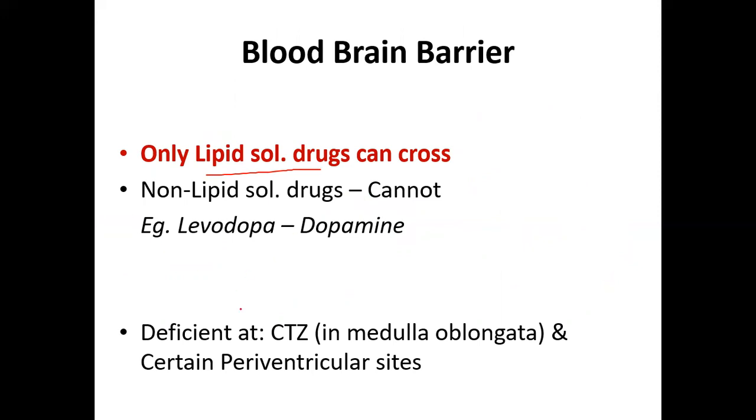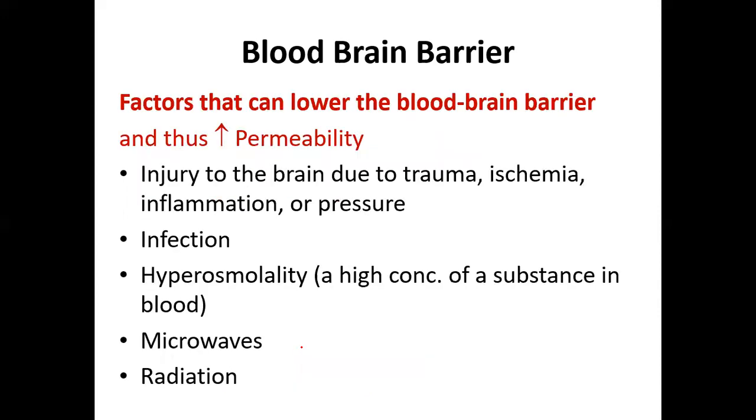Then there are certain areas where this blood-brain barrier is deficient. One such area is the chemoreceptor trigger zone, which is located in the medulla oblongata and certain periventricular sites. So any drug that stimulates the chemoreceptor trigger zone induces nausea and vomiting. And this being outside the blood-brain barrier, it is independent of the lipid solubility or water solubility of the drug.